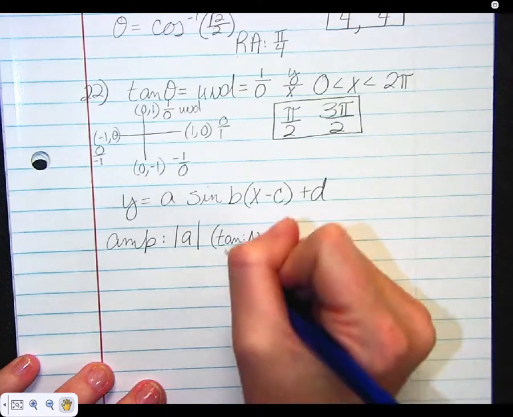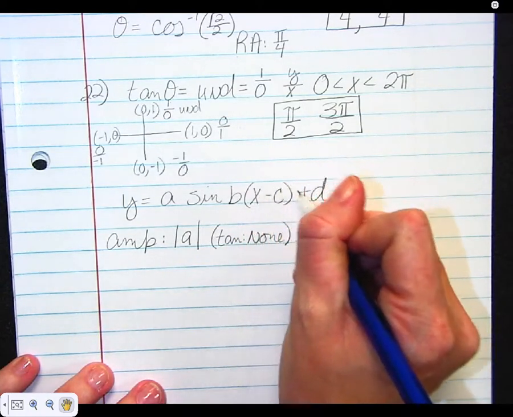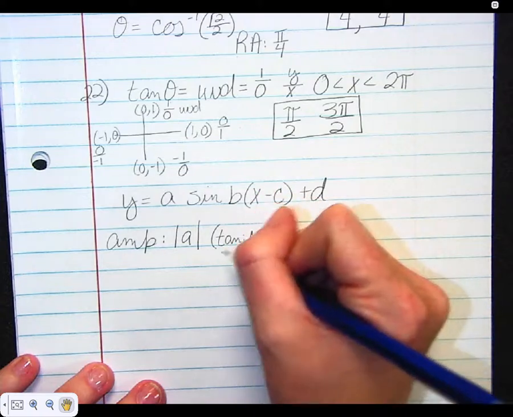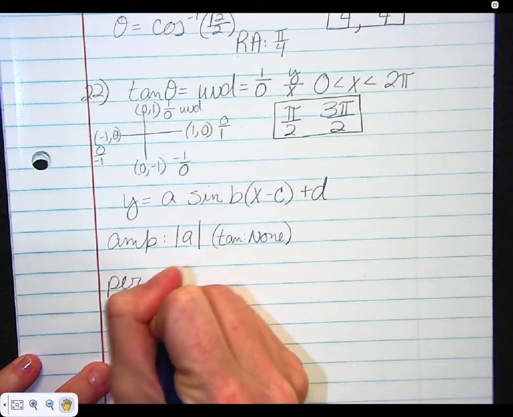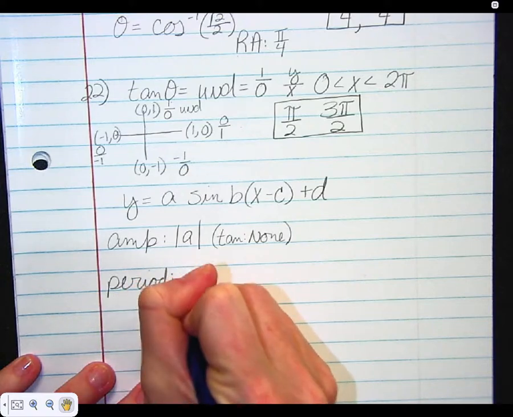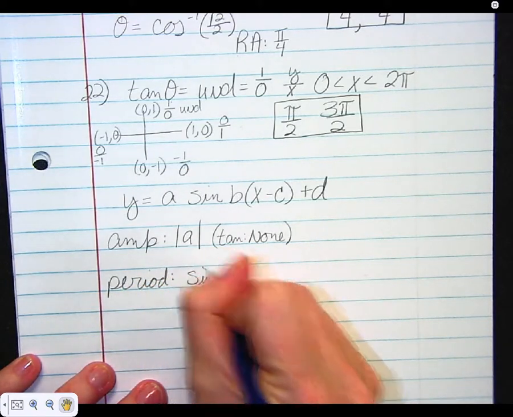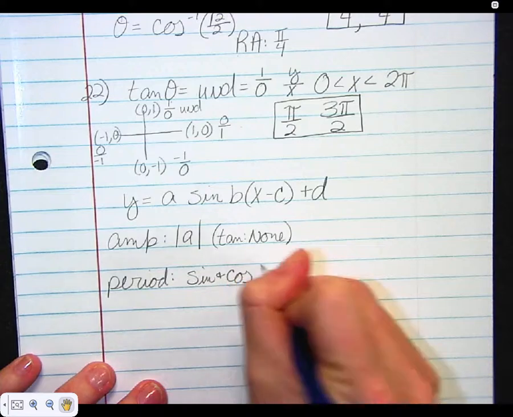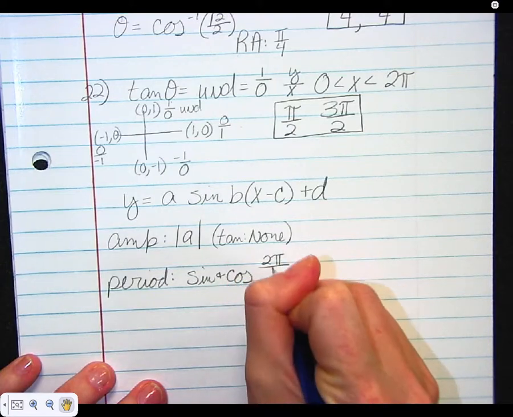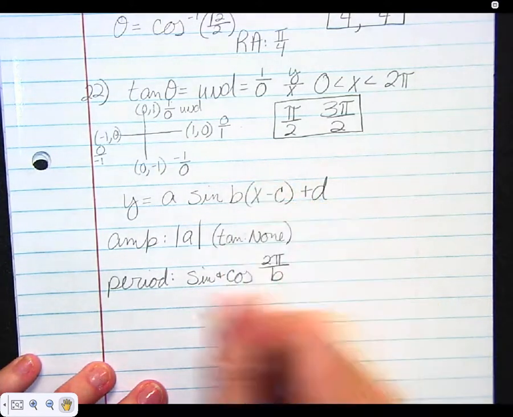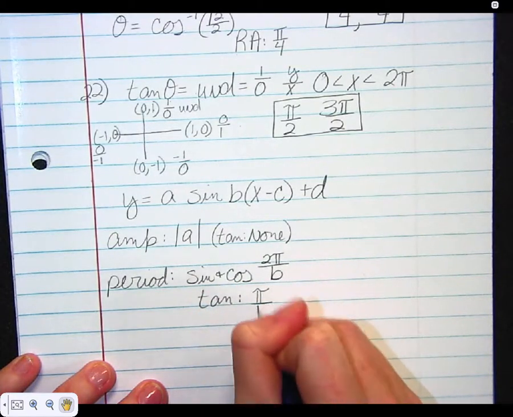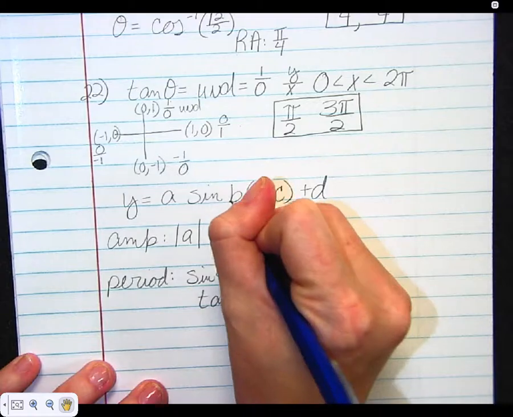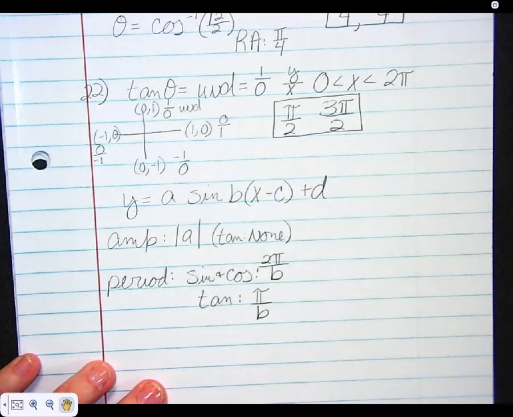Amplitude is the idea of how far up the graph goes before it turns and starts to come back down. And remember, your tangent graph just goes on and on forever. Then we're going to ask some questions about the period of these graphs. For sine and cosine, I'm going to find that period by putting 2 pi over the b value right here. And for tangent, I'm going to find it by putting just 1 pi over the b value right there.